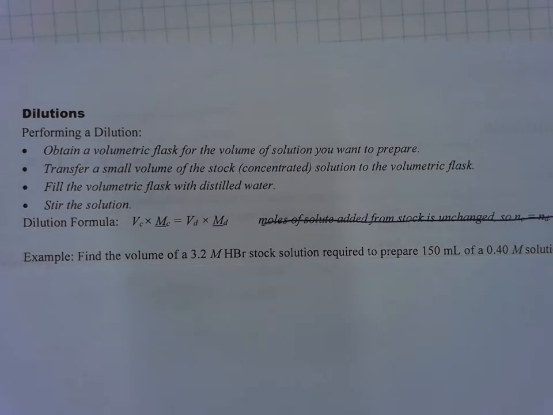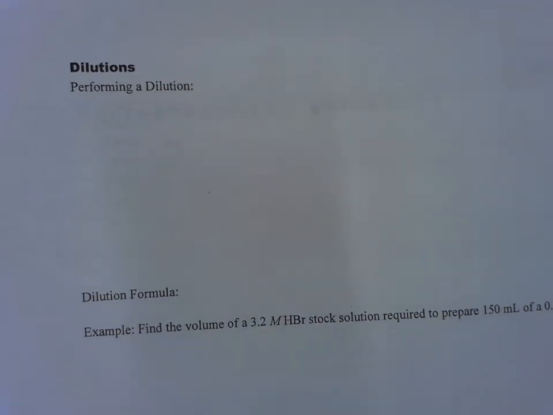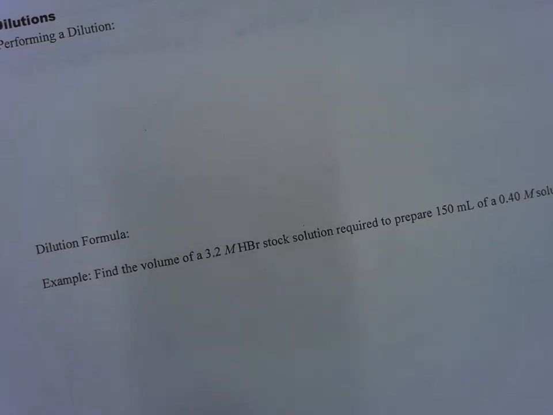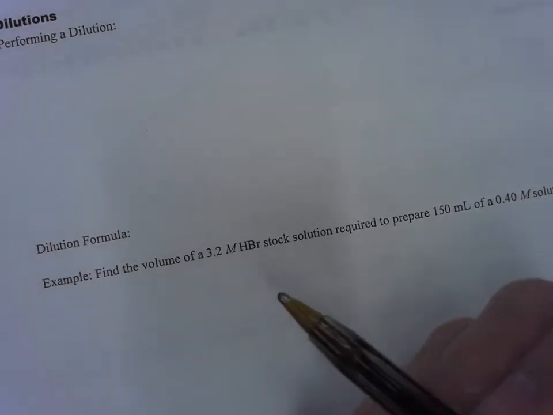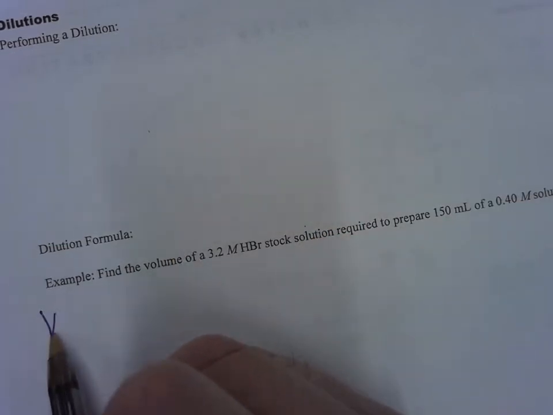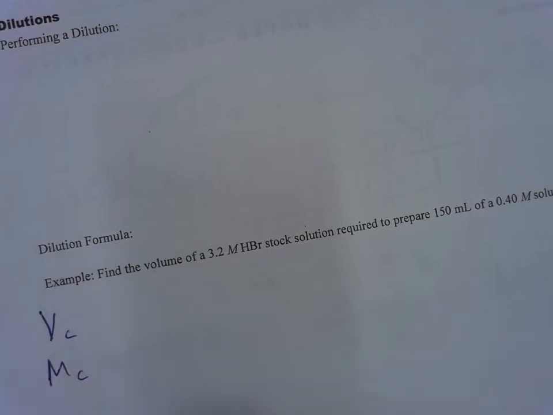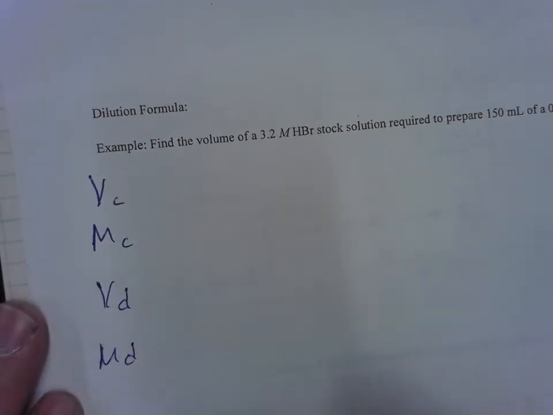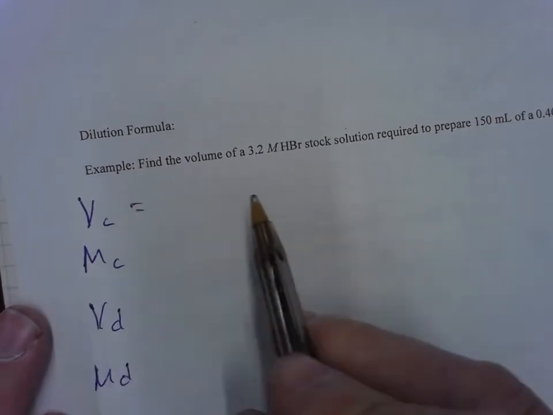Okay, the next example is find the volume of a 3.4 molar stock solution when required to prepare 150 mils of a 0.4 molar solution. Okay, that's easy enough. This is a dilution. So we write out our variables. You say volume of concentration, molarity of concentration, volume of dilution, and molarity of dilution.